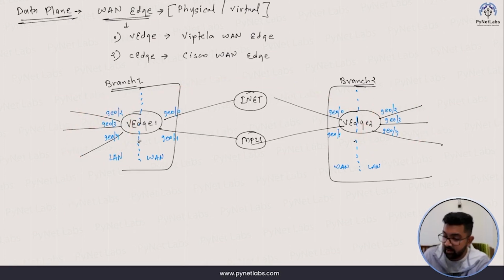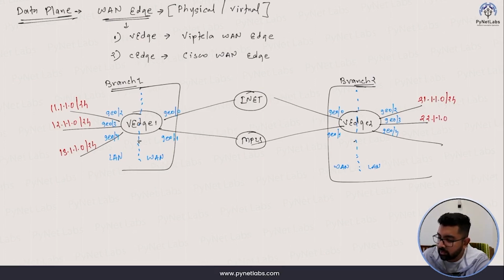Okay, which means assume that we have the LAN segments and we have certain addresses there. So this is 11.1.1.0/24 network connected on the backend. This is 12.1.1.0/24 and this is 13.1.1.0/24. On the other side, similarly, let's say we have 21.1.1.0, then we have 22.1.1.0, and we have 23.1.1.0.